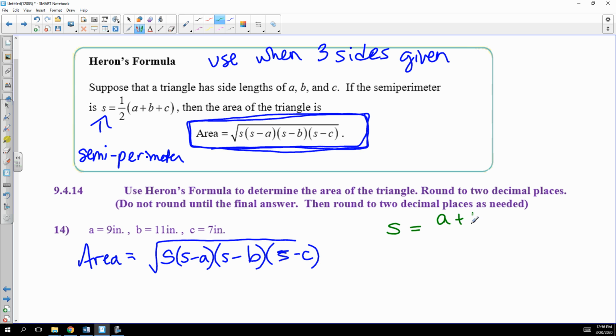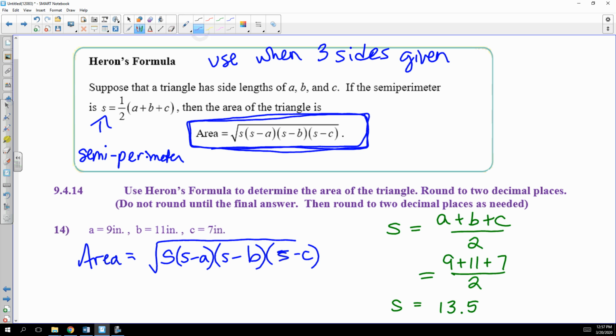Semi-perimeter is a plus b plus c all over 2, which in this case is going to be 9 plus 11 plus 7 all over 2. So the semi-perimeter is 13.5. That is an exact value.